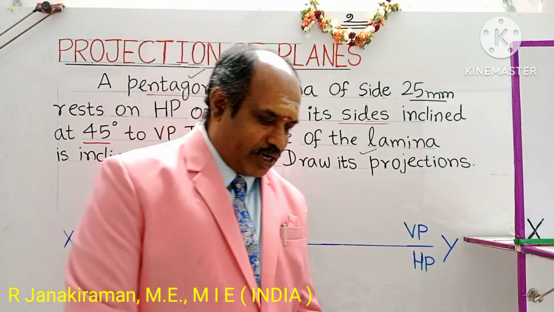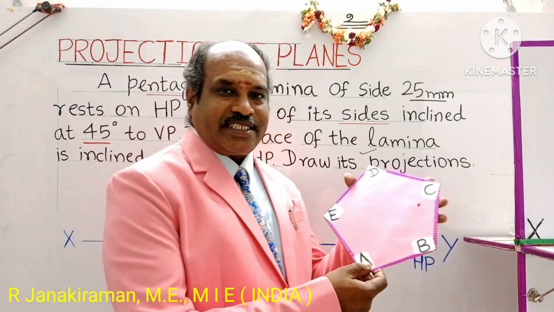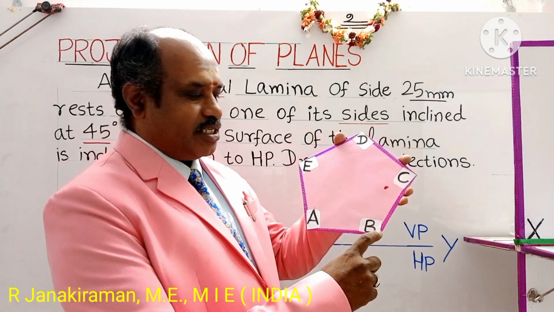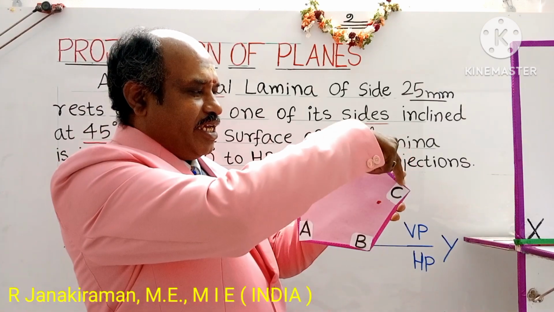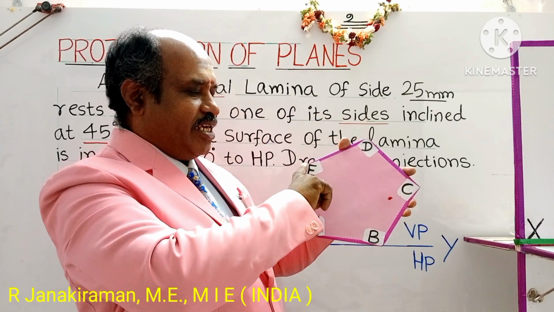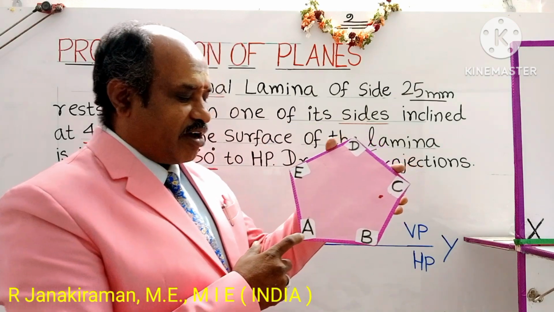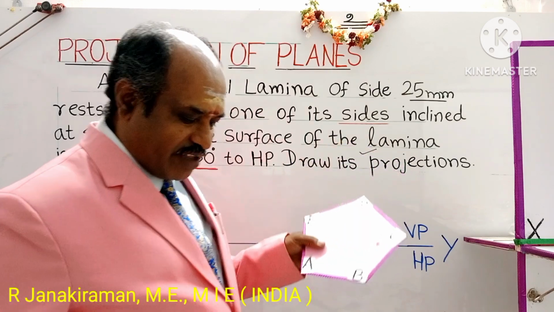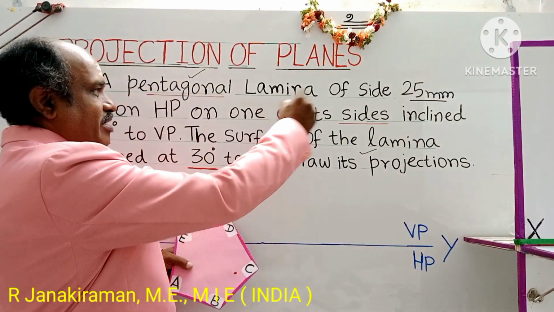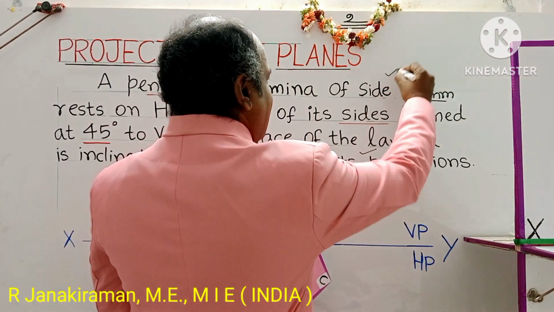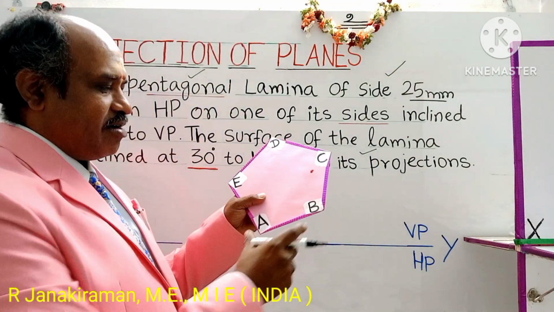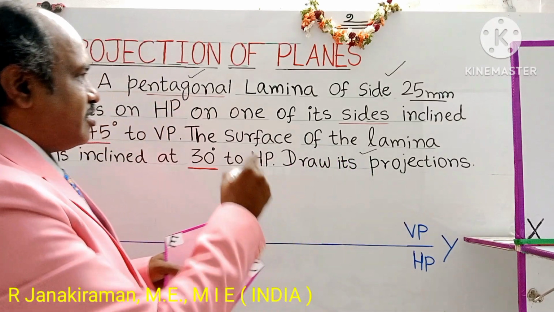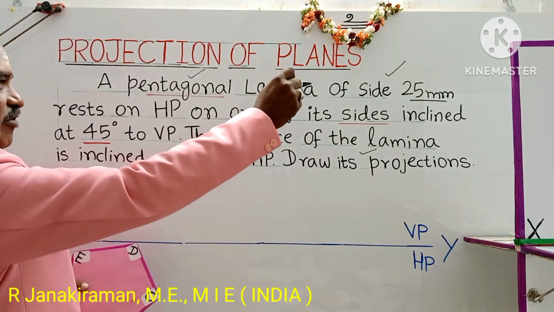Consider this as a pentagonal lamina having 5 sides or 5 edges. AB is one of the sides or edges. Similarly, BC, CD, DE and EA. It also has 5 corners marked as A, B, C, D, E. The size of the lamina given in the question is a side of 25 mm. All the sides are equal in size, so it's called a regular pentagonal lamina. We assume all the sides are equal, of size 25 mm.